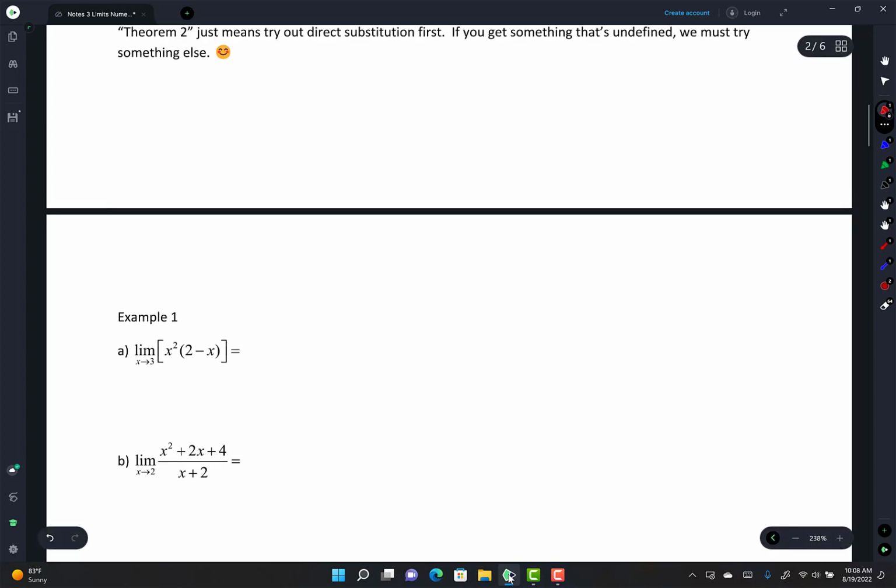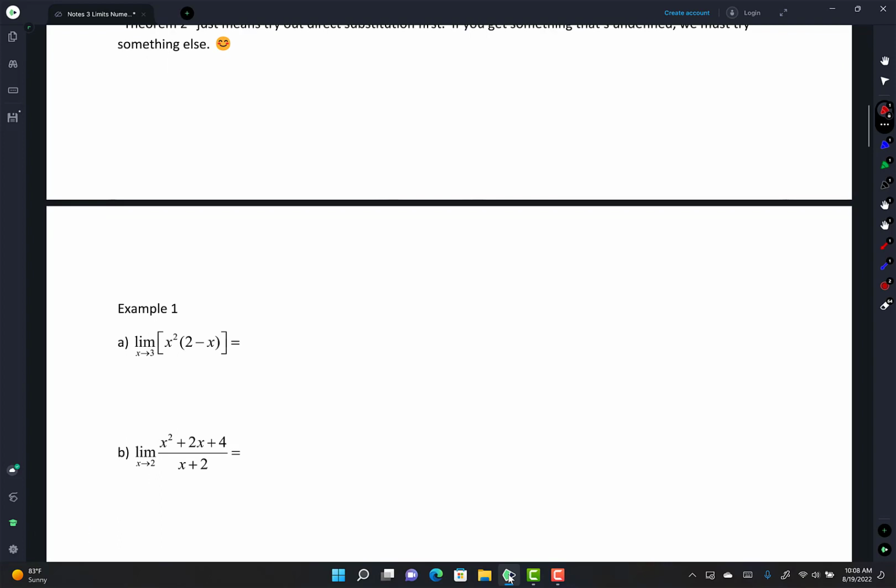Look at example 1. I have the limit as x approaches 3 of x squared times 2 minus x. And what does it say to try? Direct substitution. See if it works. So can I do direct substitution on this? Yeah. 3 squared times 2 minus 3. Whatever that answer is, that's your limit. 3 squared is 9. 2 minus 3 is negative 1. Negative 9. Done. That's it. Was that simple?